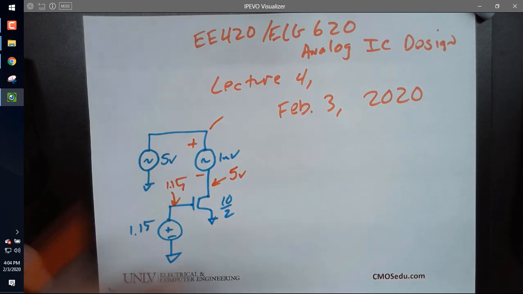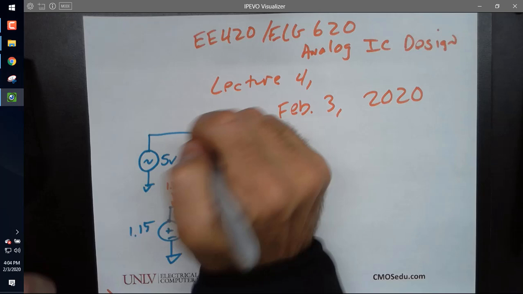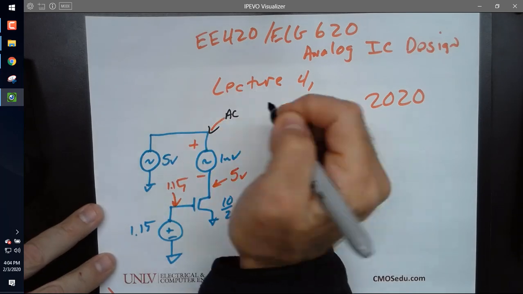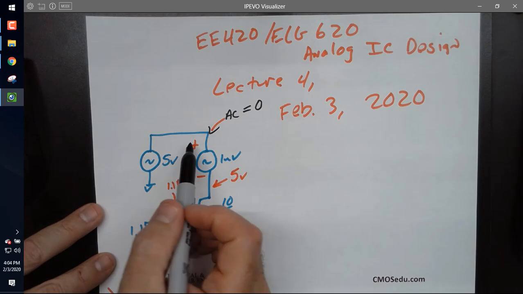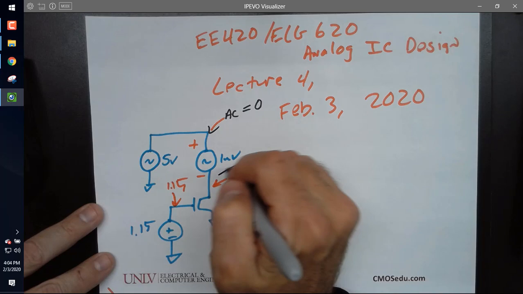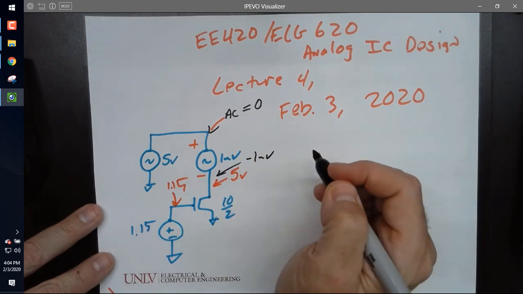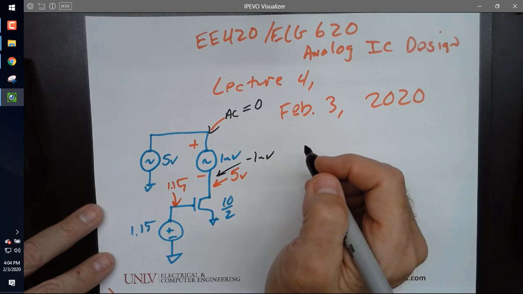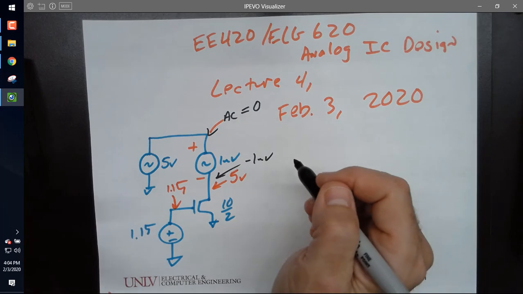What's the, oops, let's change colors. What's the AC voltage here? 0. I can't change that 5 volts. It's AC ground. What's the AC voltage here? What does minus 1 millivolt mean to you? Nothing? Which means out of phase, yeah.